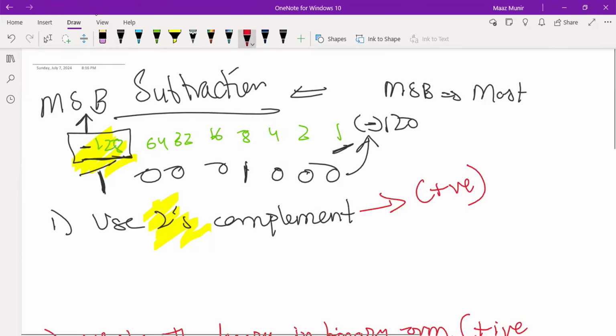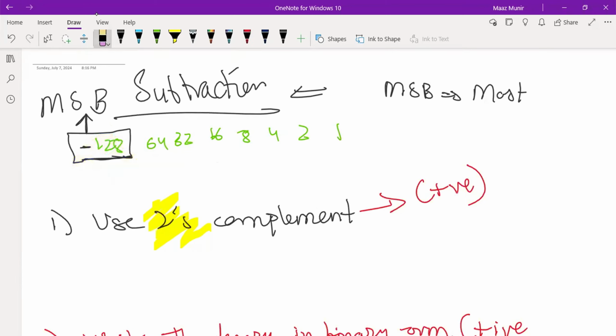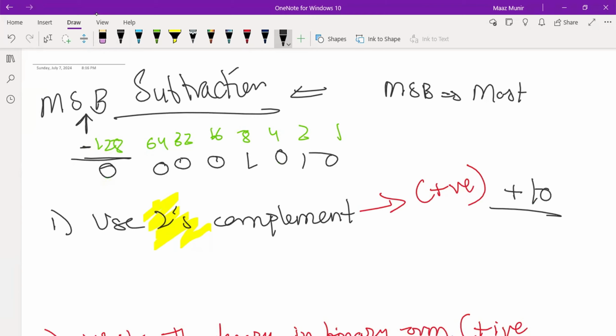How? You see, we had this part, right? Let's erase this. In twos complement, what's the difference? We only get the 8th bit as negative, but the rest is the same. Let's say if I had to represent positive 10 in twos complement, how do we do that? We just put a 0 up here, then 00001010. Get it? Now we are representing positive 10.